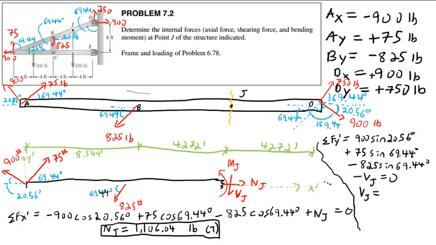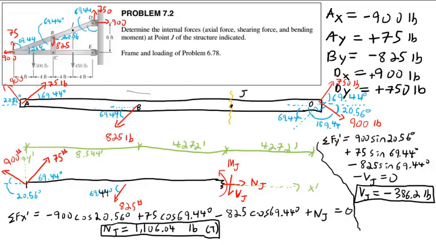And I get, let me double check that, 900 sine of 20.56 plus 75 sine of 69 minus 825 sine 69, and I get Vj is negative 386.2 pounds. So it's going to be a negative shear at that location, assuming we mathed correctly. After all this work, there's a possibility there's a slight math error in there, but who knows. Okay, but it should be all right, hopefully.